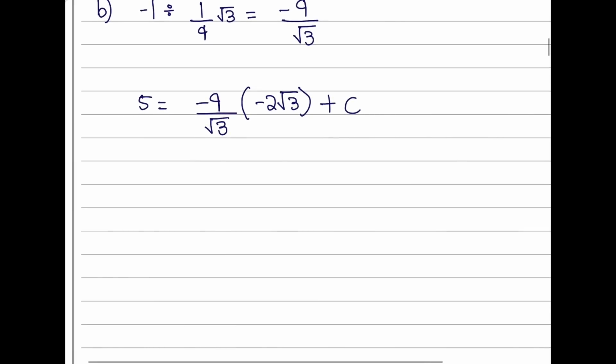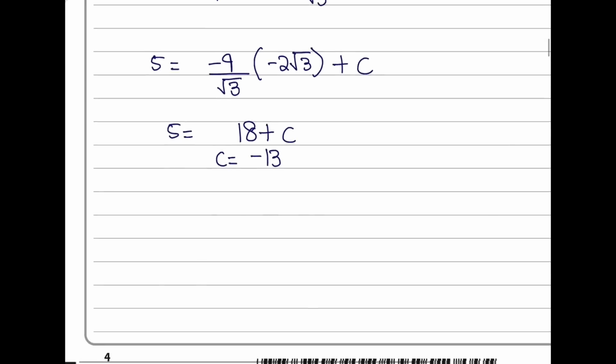Now what we do is we just multiply negative 9 over root 3 with negative 2 root 3. This would be 18, because we could do it without the calculator as well. Negative 9 into negative 2 is 18. 18 root 3 divided by root 3 would be 18. So 5 is equivalent of 18 plus c. So c is obviously 5 minus 18. 5 minus 18 is negative 13. So that's how you get the value of c.